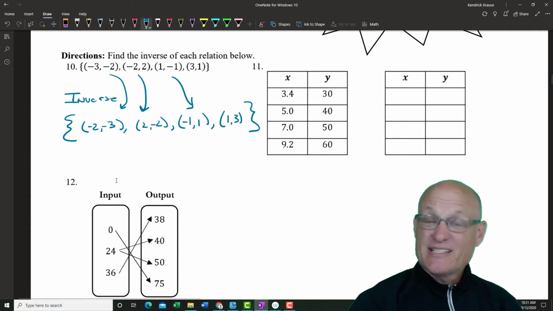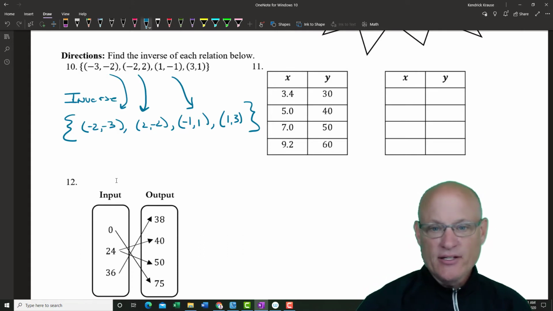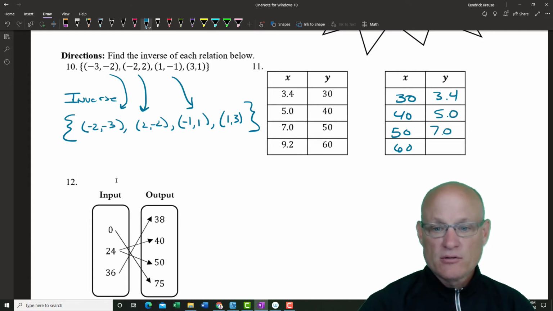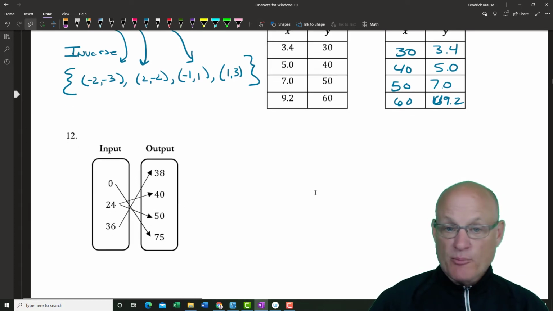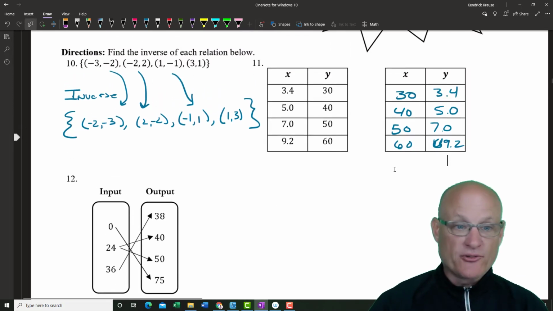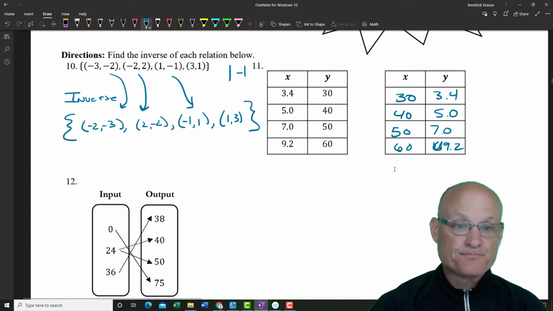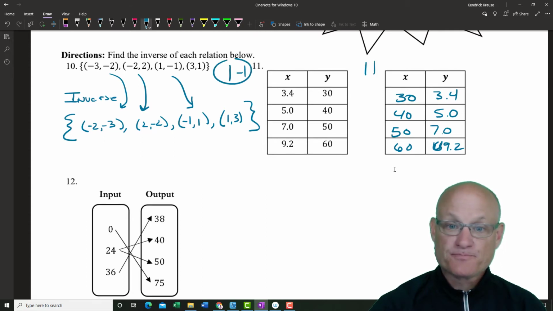If it's given to you in table format, well, it's just as easy. We're going to switch the x and y's. 30, 40, 50, 60, 3.4, 5.0, 7.0, and 9.2. That's it. And yeah, no repeating x values, no repeating y values. So that's a one-to-one function. So this would be a one-to-one function. This would be a one-to-one function.